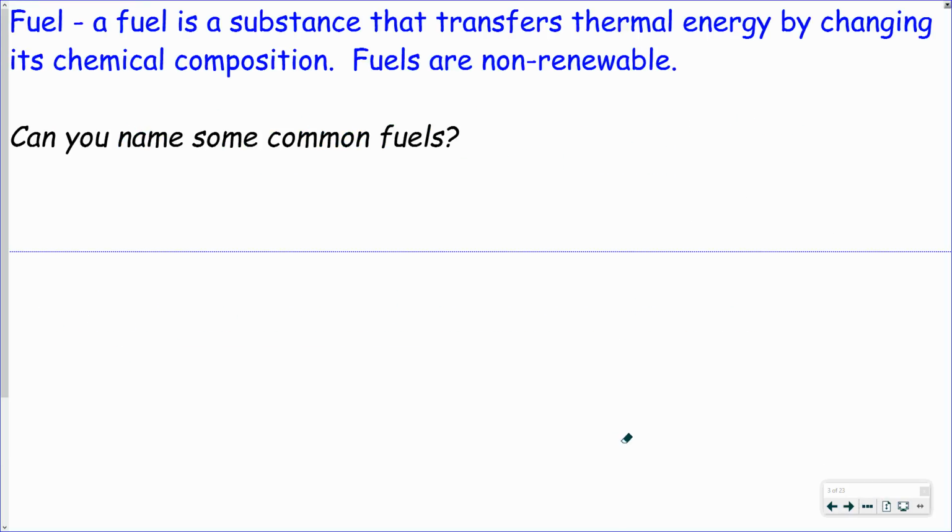So we as a society right now power most of what we need to power by using fuels. And the definition of a fuel is a substance that transfers thermal energy by changing its chemical composition. Fuels are not renewable, which tends to be a little bit of a problem. So I asked you to name some common fuels. I will give you one, gasoline. Think about why gasoline is a common fuel, and then think of a few others in your head quickly, and then move on to the next screen.